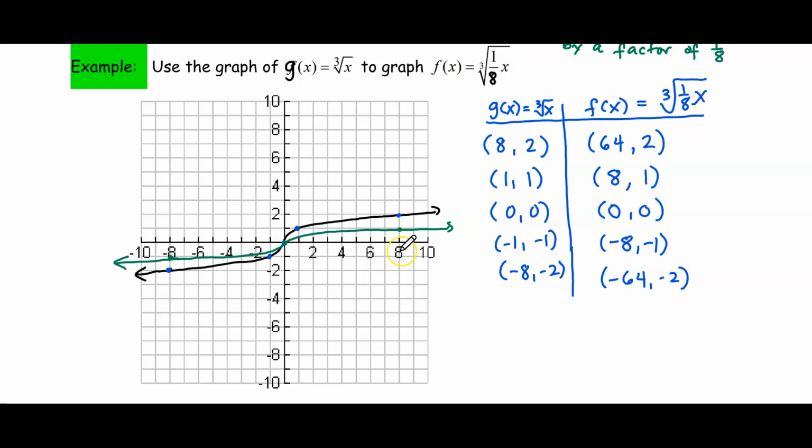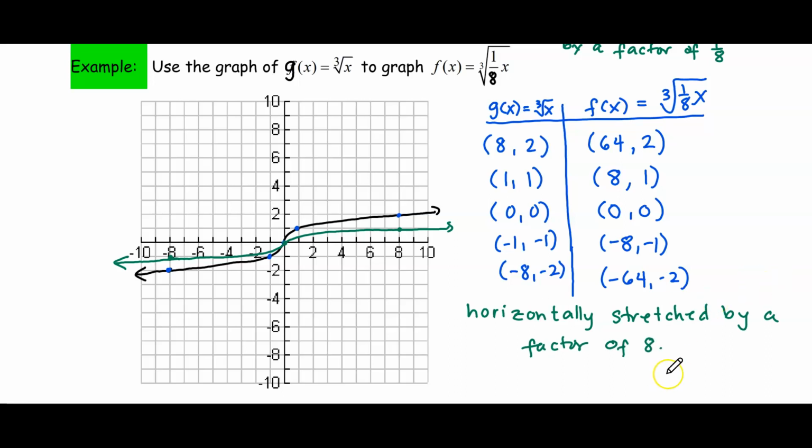All right, so as you see here, the graph is stretched. The base function was stretched horizontally by a factor of 8.